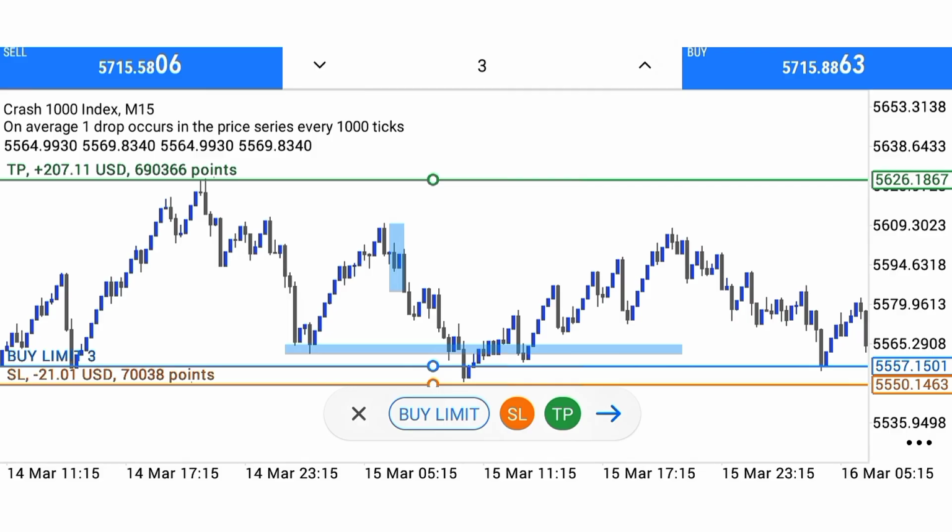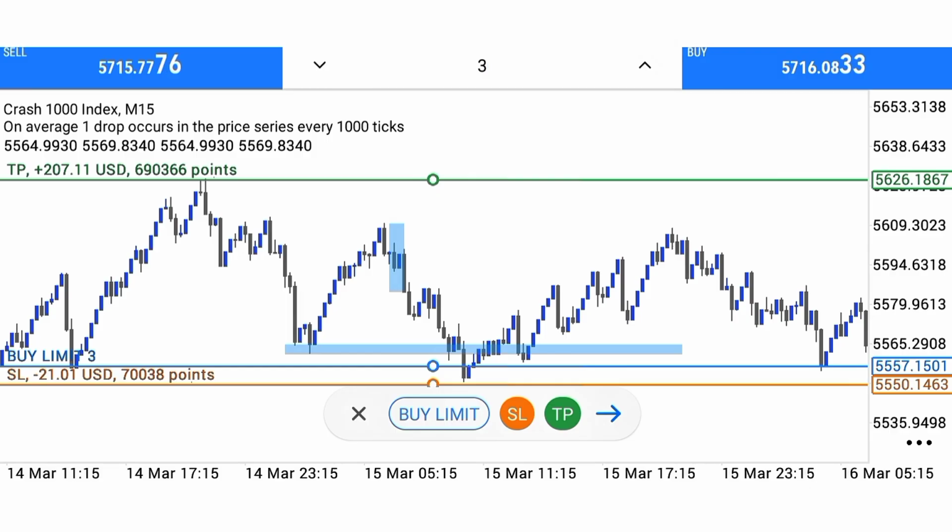I'll be making $207. My God, that is almost 10 times my risk. Because if you say 21 times 10, that's 210, but right now I'm having 207. So I'm almost 10 times my risk.